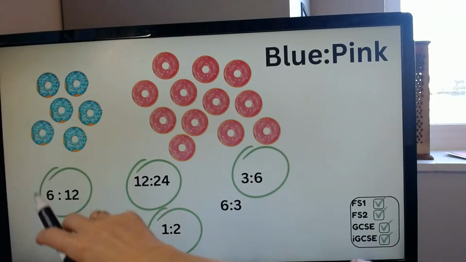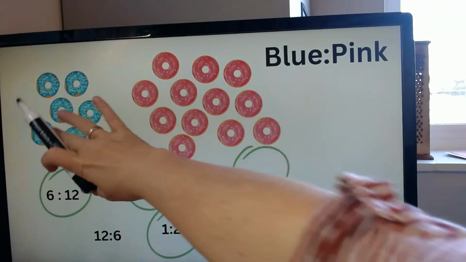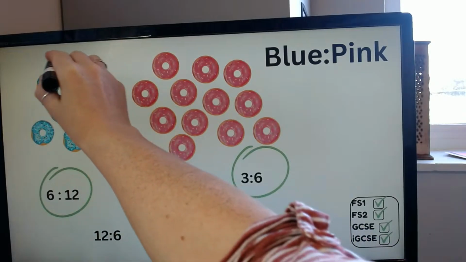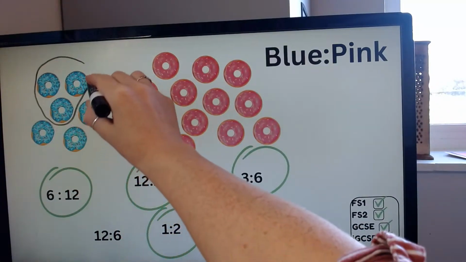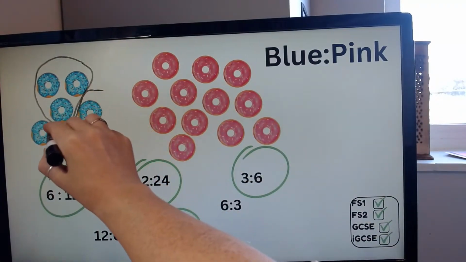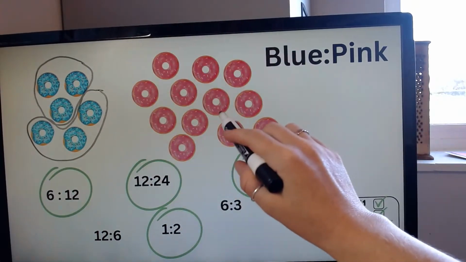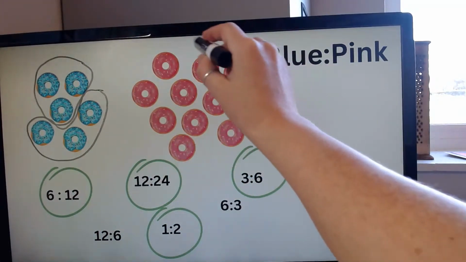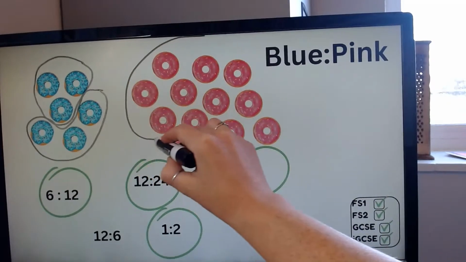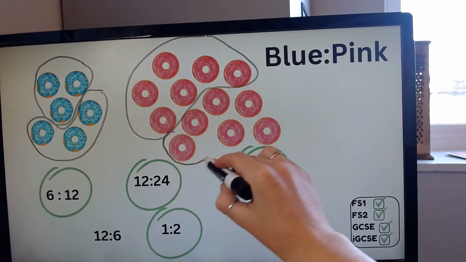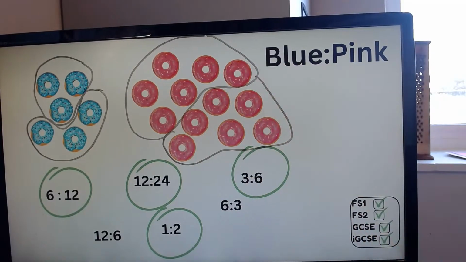But like if we take the 6 to 12, it's more obvious because there's 6 of those and 12 there. If I go to the 3 to 6, if I group this into threes, you can see that I get 2 lots of 3 donuts. So on this side, to have 2 groups like that, I actually have to split it up into 6s. So I have to have groups like that instead. So it's talking about the relationship rather than the actual amount, which is why all of these work.